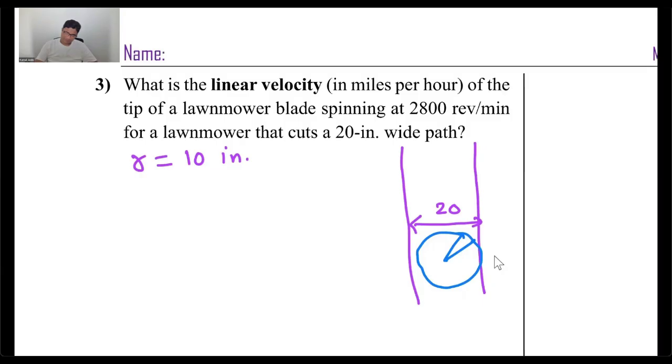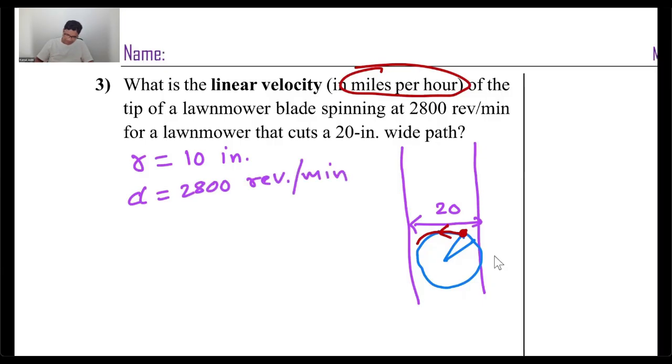Okay, so we're talking about the linear velocity now. If the tip of the blade is somewhere here, how fast is it moving? Linear velocity, right? 2800 revolutions per minute. You need to convert it to miles per hour. Now we are familiar with this technique. Alpha given here is 2800 revolutions per minute.